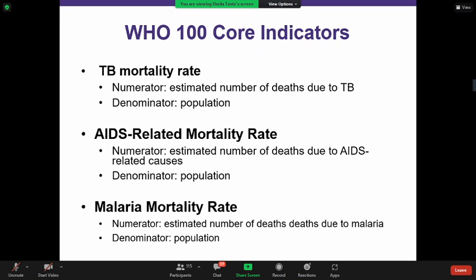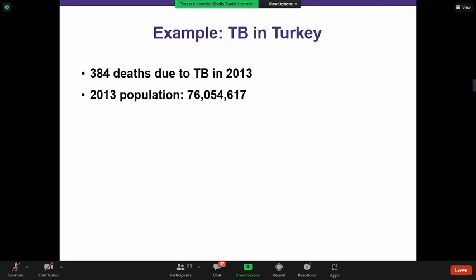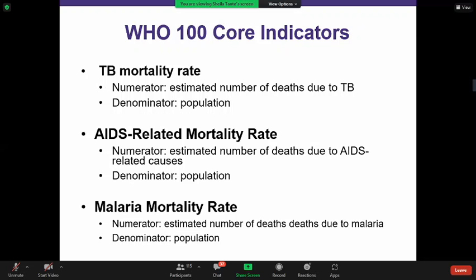Okay. So what are the WHO 100 core indicators for mortality? One, TB mortality. Okay, the estimated number of deaths due to TB over population, and AIDS-related mortality rate, so estimated number of deaths due to AIDS-related causes over population, malaria mortality rate, so more or less there are only few areas here in the country that are endemic for malaria. So fortunately for us in Leyte, we are not part of that. So, for example, you can compute for TB in Turkey. So, how would you compute this one? The formula is the numerator is the TB deaths, okay, over the total population.